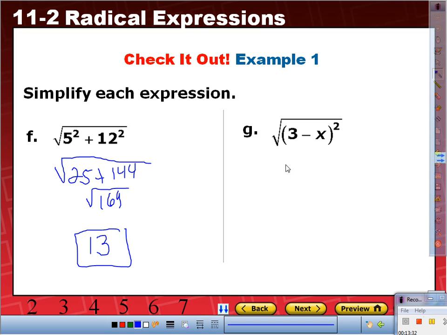Okay, the next one, go ahead, Sabrina. Cross out the square root with the squared, and we end up with what? 3 minus x. Hands up if you got that. Okay, oh, she's not done, my bad. Absolute value. Hands up if you're done with that. Yes, that is correct. Okay, let's move on.